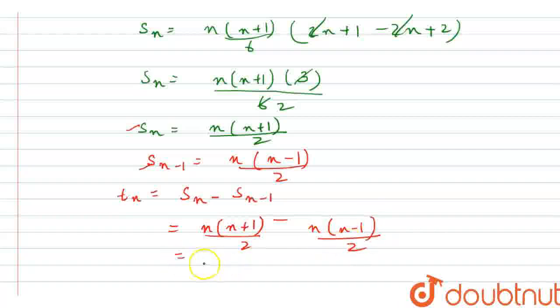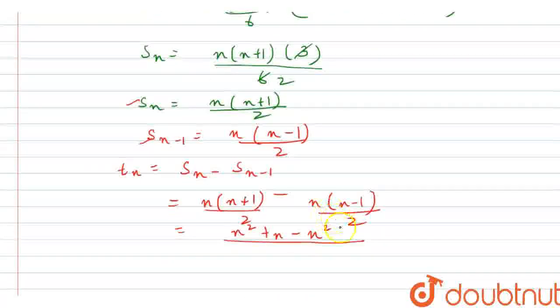So let's calculate it further. In the denominator it would be 2 and in the numerator it would be n square plus n minus n square plus n. So n square cancels out with minus n square. We are left with 2n upon 2. So after that we are left with Tn is equal to n. So basically the value of Tn is n.